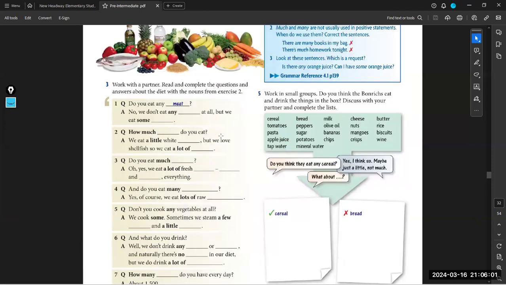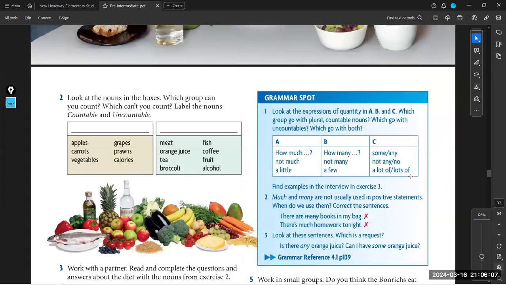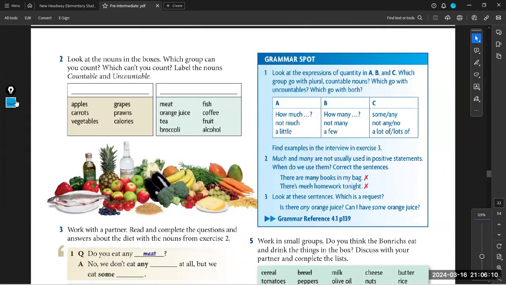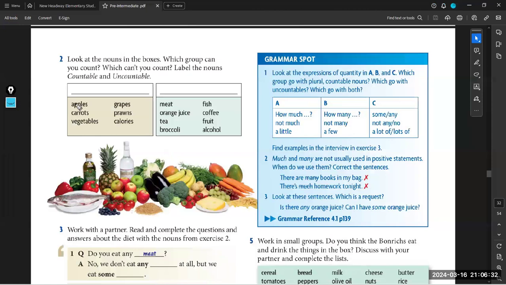So this is the final exercise that we have discussed. Let me revise discussing this grammar spot, and after that we have to complete. So notice that A is saying how much, not much, a little for uncountable noun. Don't forget that, please. And how many, not many, a few for countable noun. This is number two. And list three, we have some, any, not any, or no, a lot of, or lots of. This is for countable and uncountable noun.